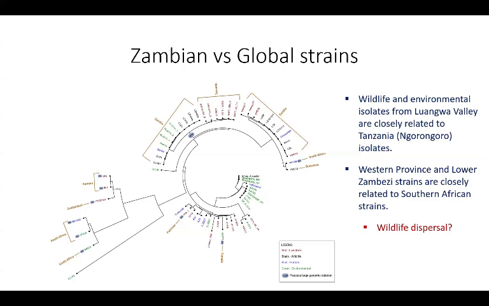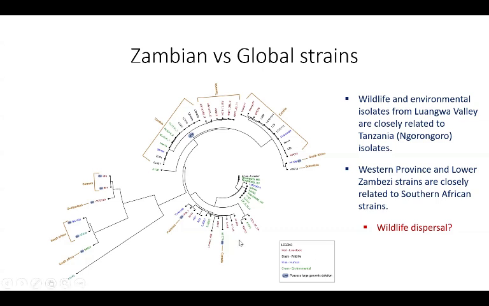Now, there's something which we looked at, and it came out a bit unique. What we saw is that the anthrax strains in Zambia, you remember I showed you the map where there was a western part which is near Angola. We had some strains near Angola on the Zambezi areas, which are more related to the Southern African strains, the strains which are found in South Africa, like SA.